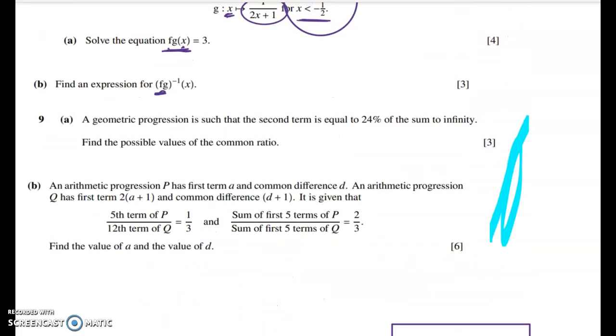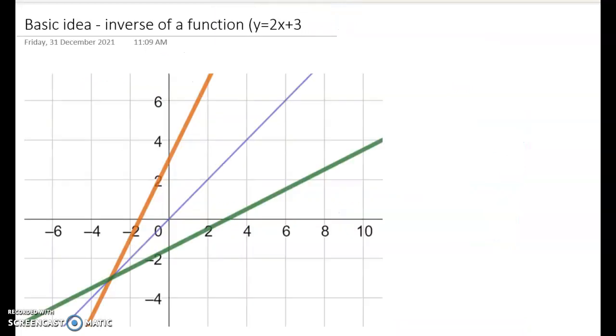Okay, next bit, find an expression for the inverse of fg. Now, that's a stupid way to say it. What I should have said is the inverse of fg. So before I do that, we're going to have a review of the basic idea of an inverse of a function. And we're going to start with one that has no issues at all.